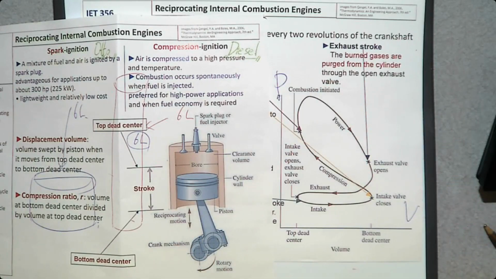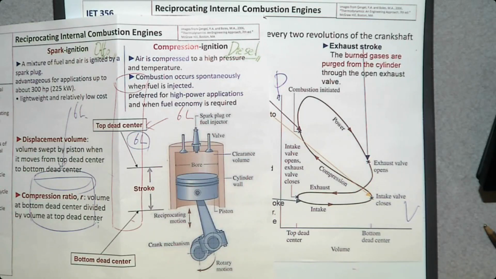Once it reaches the top dead center, the spark plug is going to induce combustion. So what's going to happen? Combustion occurs, pressure goes up and temperature goes up dramatically. Whatever gas is inside is trying to expand, so it's going to push the piston downward. When pressure goes down and volume goes up, that is called the power stroke. That's when we produce power.